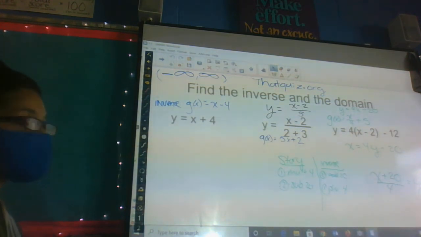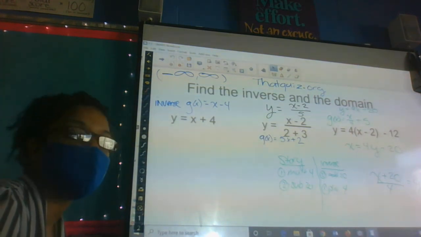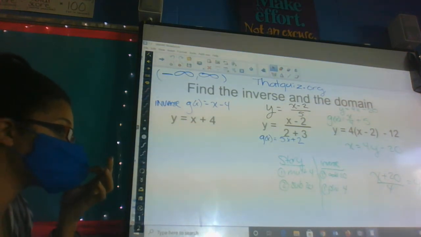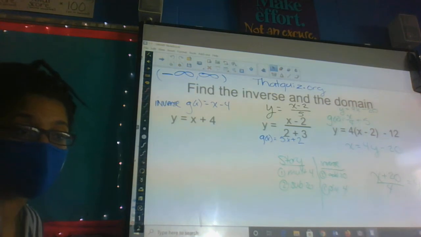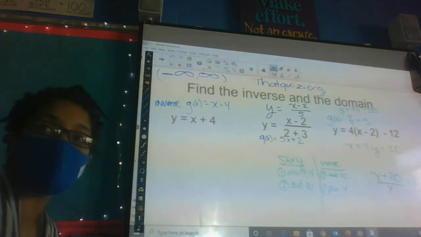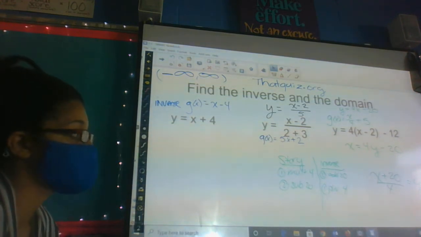And even though there is a fraction that x is in the numerator, all positives can go in the numerator, all negatives can go in the numerator, and a 0 can go in the numerator. So it's still all real numbers for the domain.